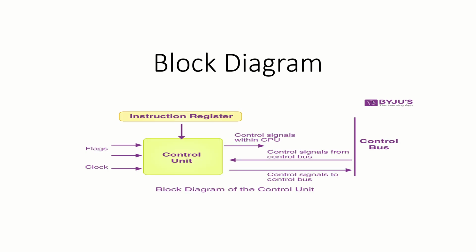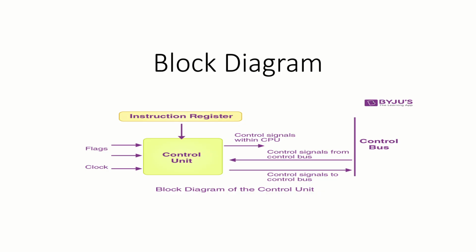Now we move to our next topic, the block diagram. Here you can see the block diagram of a control unit. There are first four inputs. The first one is the clock. This allows it to keep the timing signal. What is it for? The timing signal.